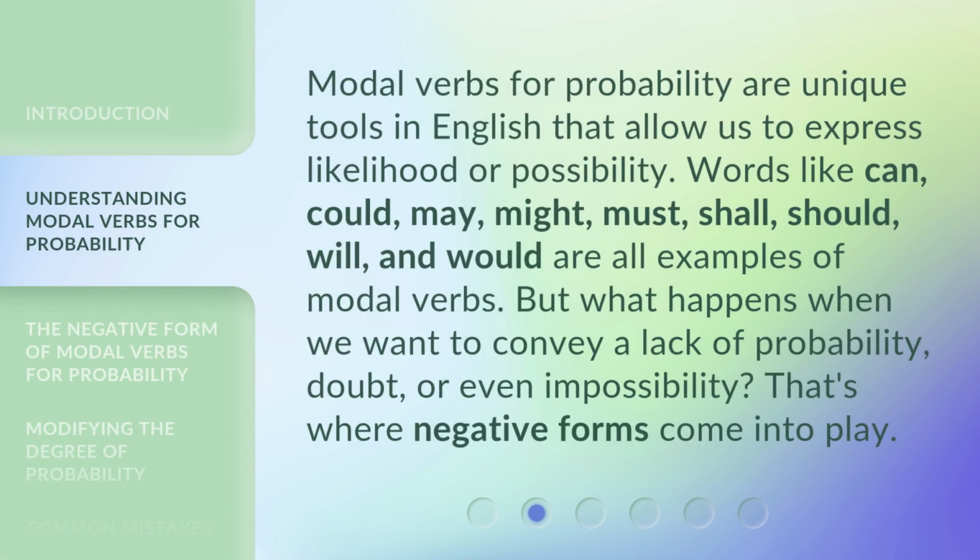Modal verbs for probability are unique tools in English that allow us to express likelihood or possibility. Words like can, could, may, might, must, shall, should, will, and would are all examples of modal verbs. But what happens when we want to convey a lack of probability, doubt, or even impossibility? That's where negative forms come into play.